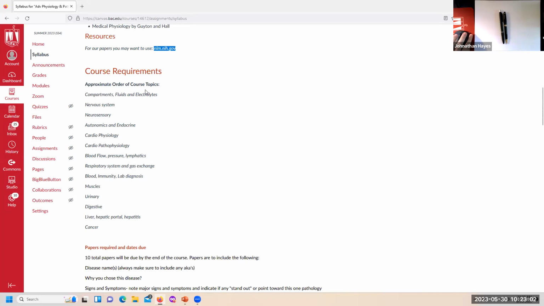Approximate order of the course topics today, we're going to do a little bit on fluids and electrolytes. The main thing I want to go over with you in fluids and electrolytes today is that picture of the capillary again. I'm pretty sure everybody's aware that sodium is the major extracellular cation, potassium is the major intracellular cation. We'll talk about what we call that. Even though we maintain what's called osmotic equilibrium, the number of dissolved particles inside and outside of cells are relatively the same per fluid volume.